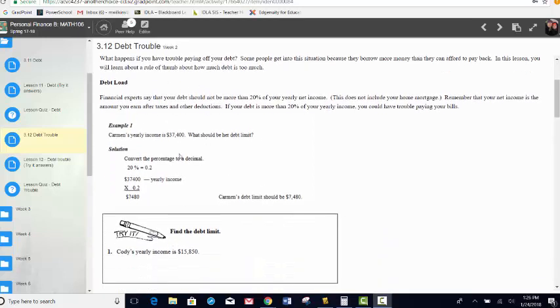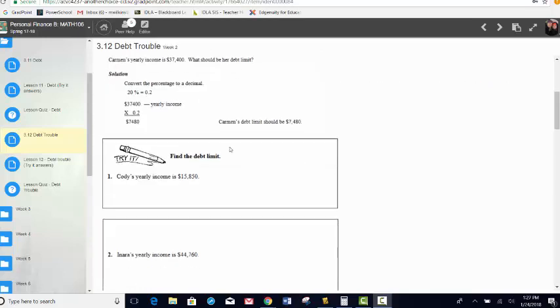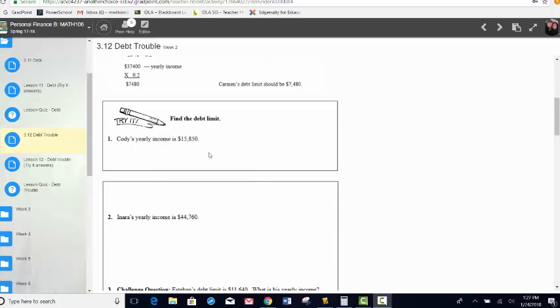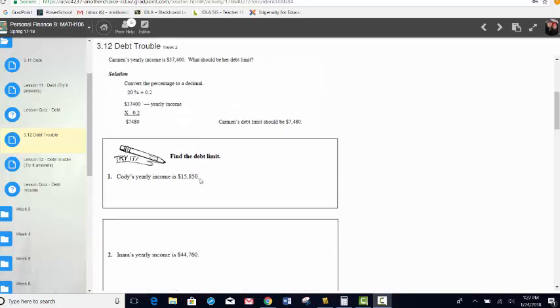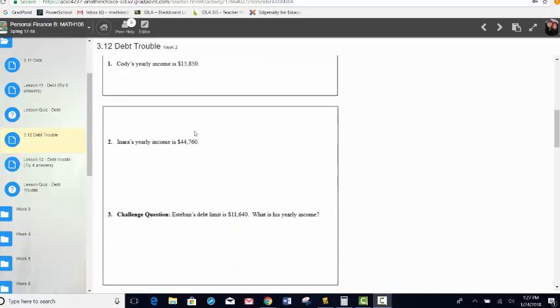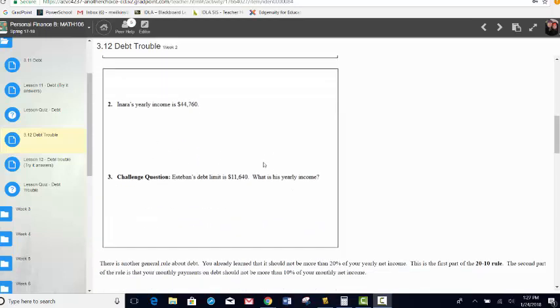So it's got some good examples in here that are pretty cut and dry, and you guys have done well on these. So they're telling you the person's yearly income, and then they're asking what their debt limit should be. So all you do is multiply their yearly income by 20%. When you multiply by a percent, make sure that you're moving the decimal over, so it's going to be 0.2. So these are just asking you to multiply it by 0.2. So that would be the answer for this one, as well as this one.